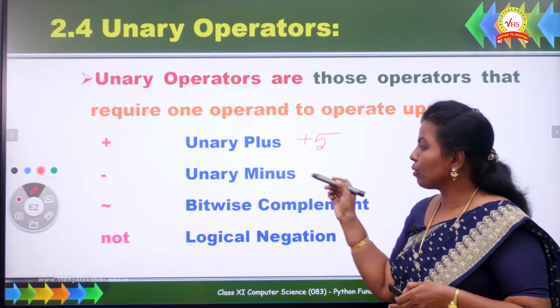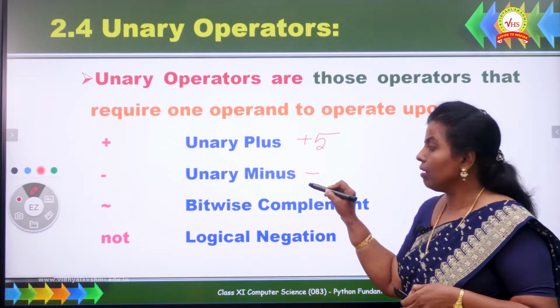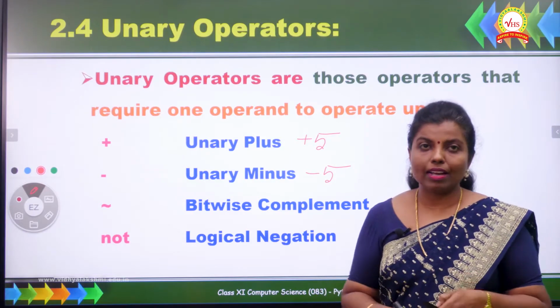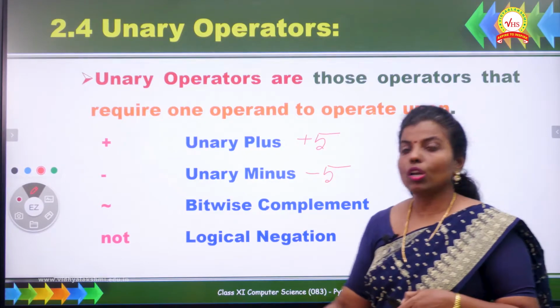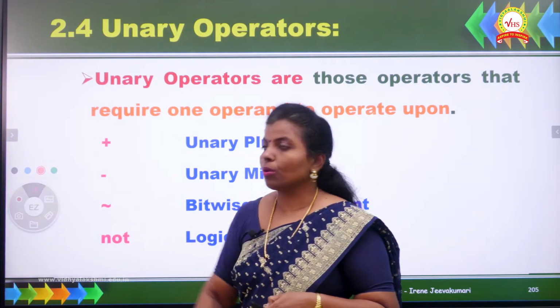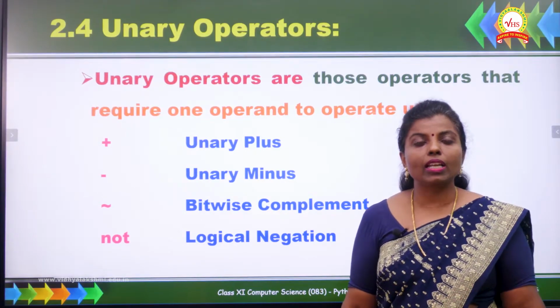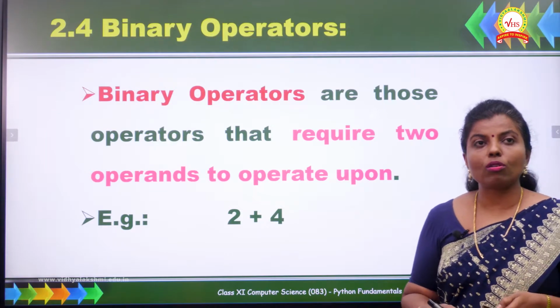Same as we have unary minus. You can see when the unary minus symbol is applied to only one operand, then it becomes a unary operator. Same as we have bitwise complement as well as logical negation operators also. All these operators are referred to as the unary operators of Python. Same as we have binary operators also.